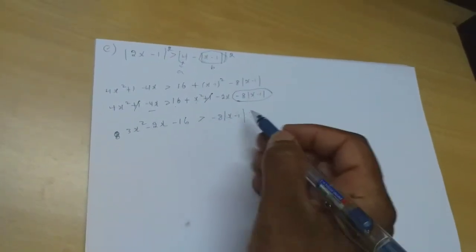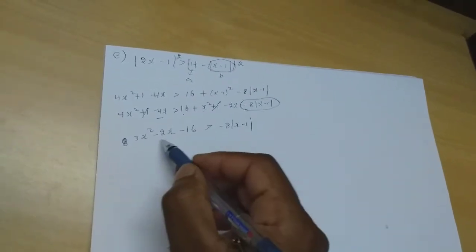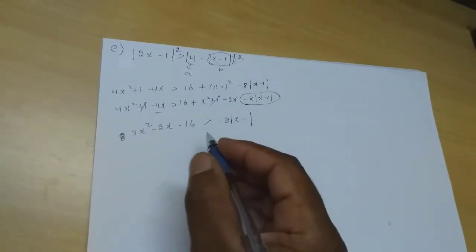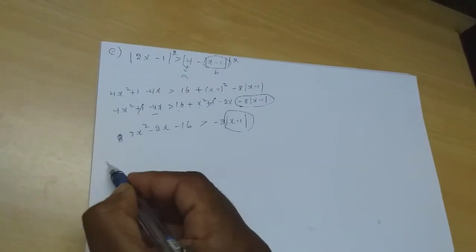Again if I do, to remove this mod, if I do square, this will be of the form a minus b minus c whole square, which is difficult for me to expand. So instead of that I will use two different values for mod x.